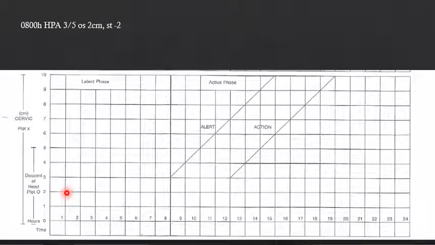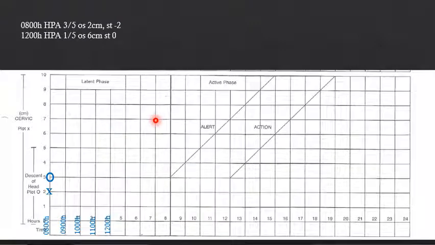So let's look at here. You have a patient at 8 o'clock in the morning. Her head per abdomen is 3/5. Os is 2 cm. Station is -2. So this is how you're supposed to plot. Os is 2 cm. Then the head per abdomen is 3/5. And you write down the time: 8 o'clock, 9 o'clock, 10, 11, 12. So the station doesn't really matter here.